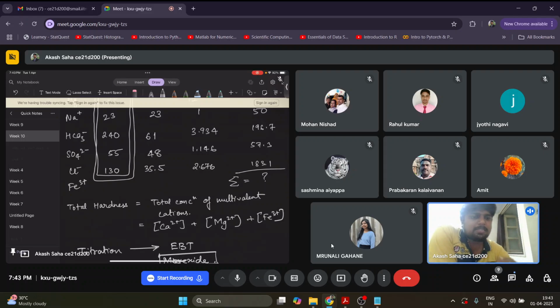Okay, but in my system now it is not there, so I have removed it. So it is not given. So this is the total hardness. Now the next question, question number 7, is what is the non-carbonate hardness?